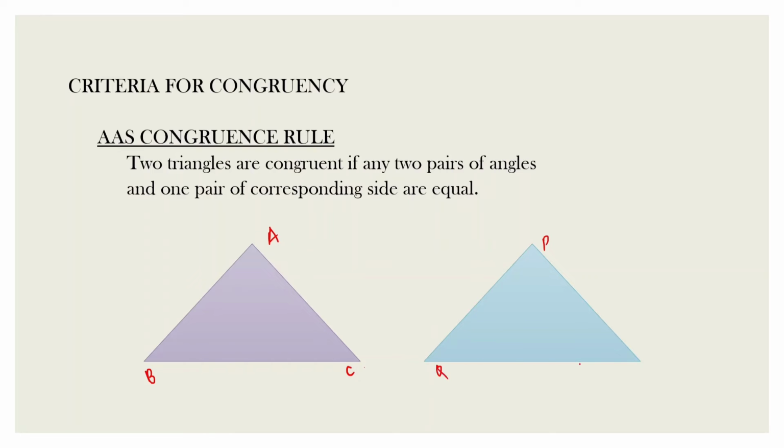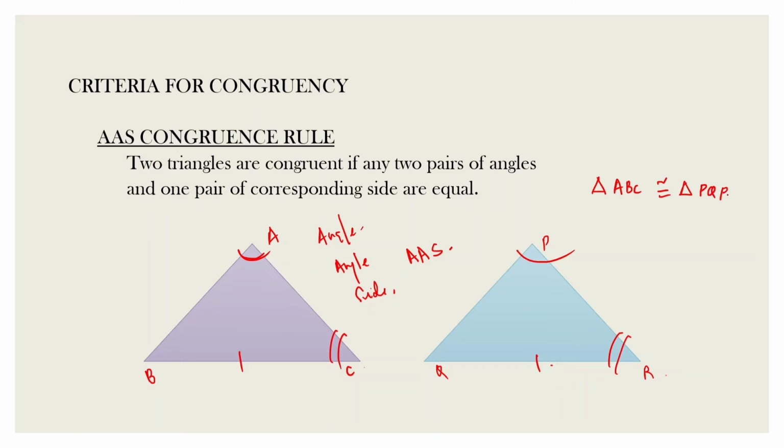In triangle ABC and triangle PQR, if angle A is equal to angle Q, angle C is equal to angle R, and side BC is equal to side QR, we could say that two angles and a side are equal. Thus, angle, angle, side. By AAS criteria, we could say that triangle ABC is congruent to triangle PQR.